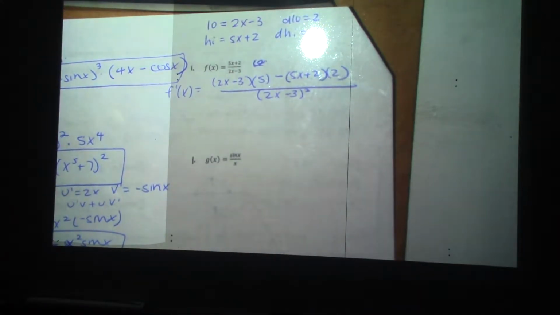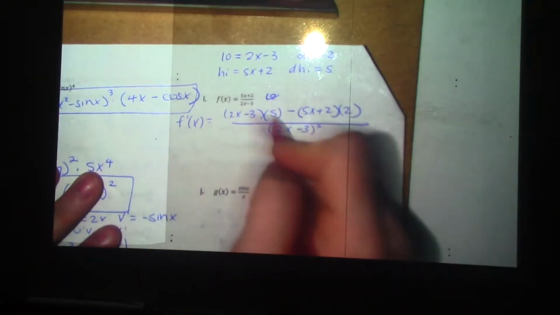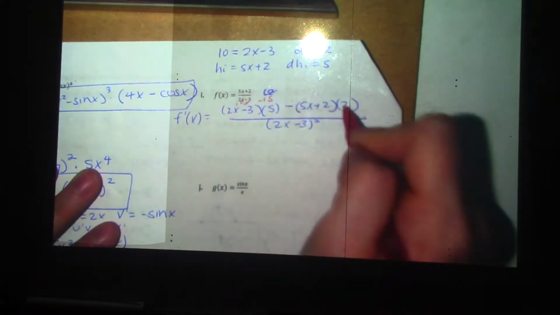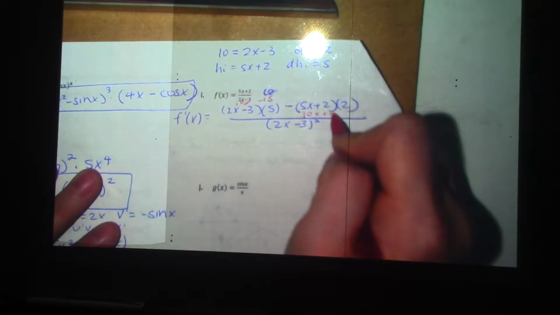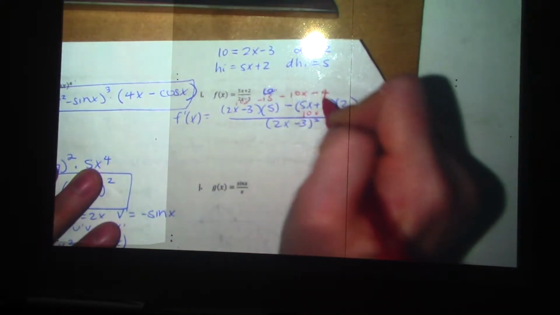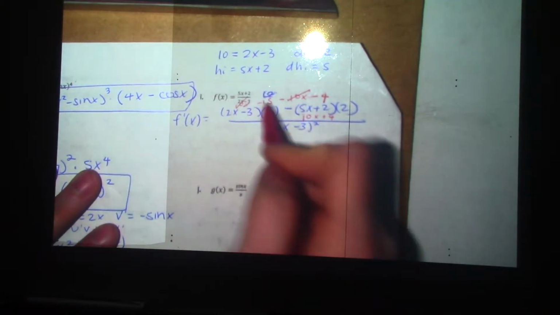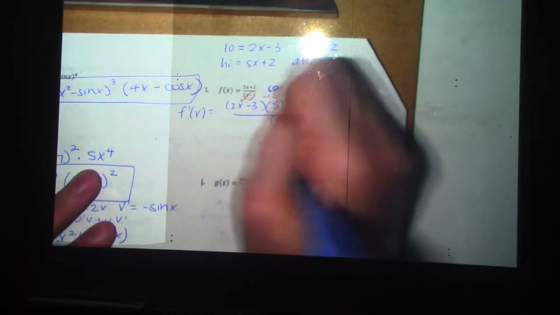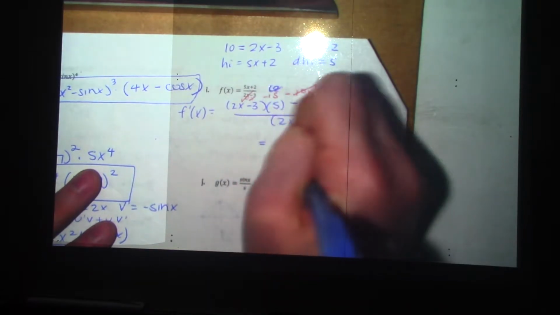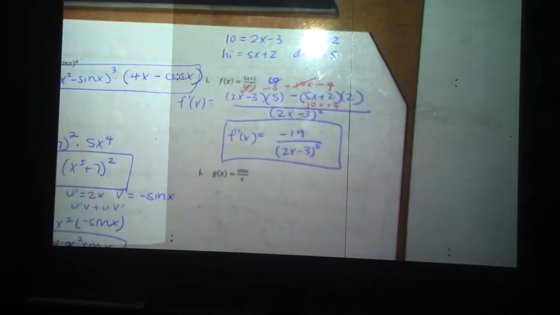The top, I can kind of clean up a little. So distribute this 5, that would become 10x minus 15. This would be 10x plus 4, but it's all getting subtracted, so it would be minus 10x minus 4. 10x minus 10x cancels out. Negative 15 minus 4 gives me negative 19. So this is just negative 19 over 2x minus 3 squared. And that's your derivative.